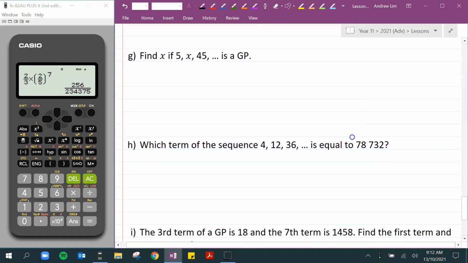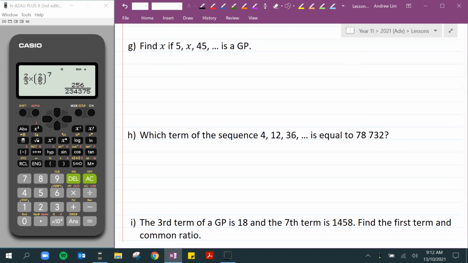Alright, question G. Find x if 5, x, 45 is a GP. Well, in this question, we don't need to prove that it's a GP. It tells us that it's a GP, which means we know that they have a common ratio. So if I were to take a term and divide it by its previous term, it's going to give us the same answer as if we take another term and divide it by its previous term, because the two ratios are the same.